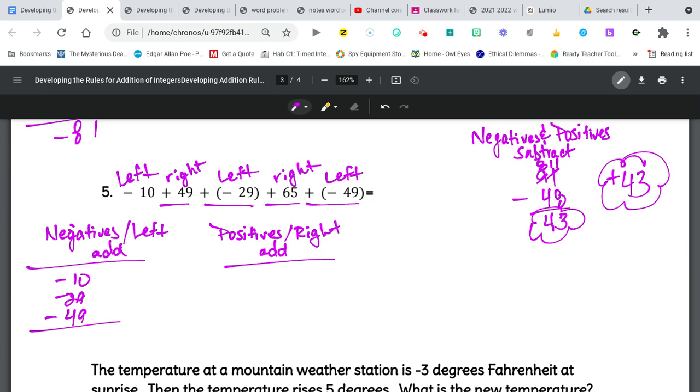Let's add them up and see what we have. 9 plus 9 is 18. Carry the 1. 1 plus 1 is 2. 2 plus 2 is 4. 4 plus 4 is 8. That gives me negative 88.